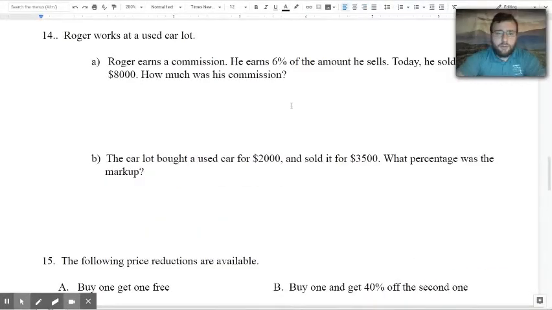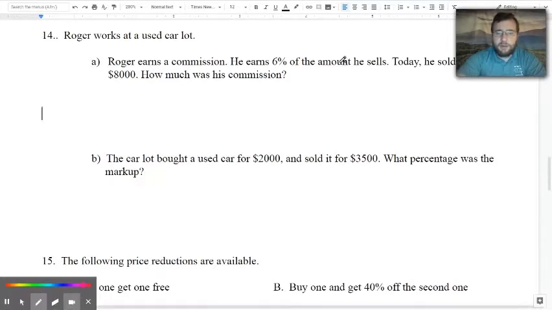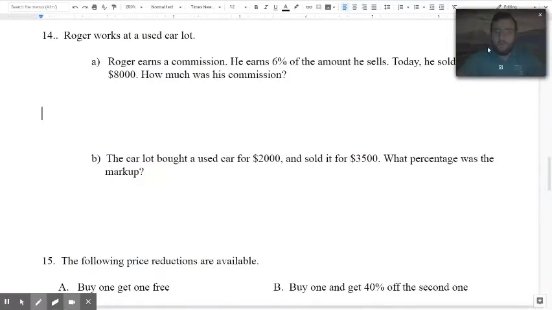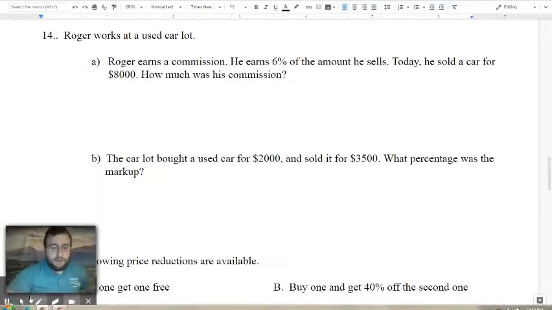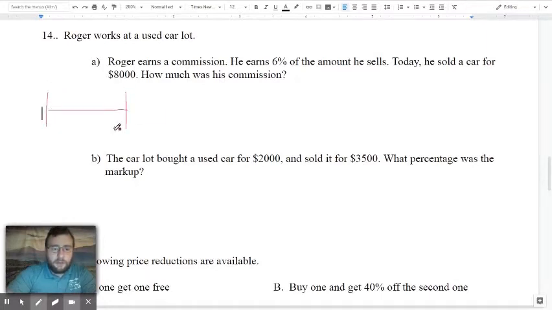Okay, so now we're going to do a problem with commissions. Roger sells a car, and he gets a 6% commission when he does so. And he sells the car for $8,000. So how much money is he going to make? Commission is going to be a part problem. So if we set up a little diagram to represent the situation here, we have a car that is originally $8,000.